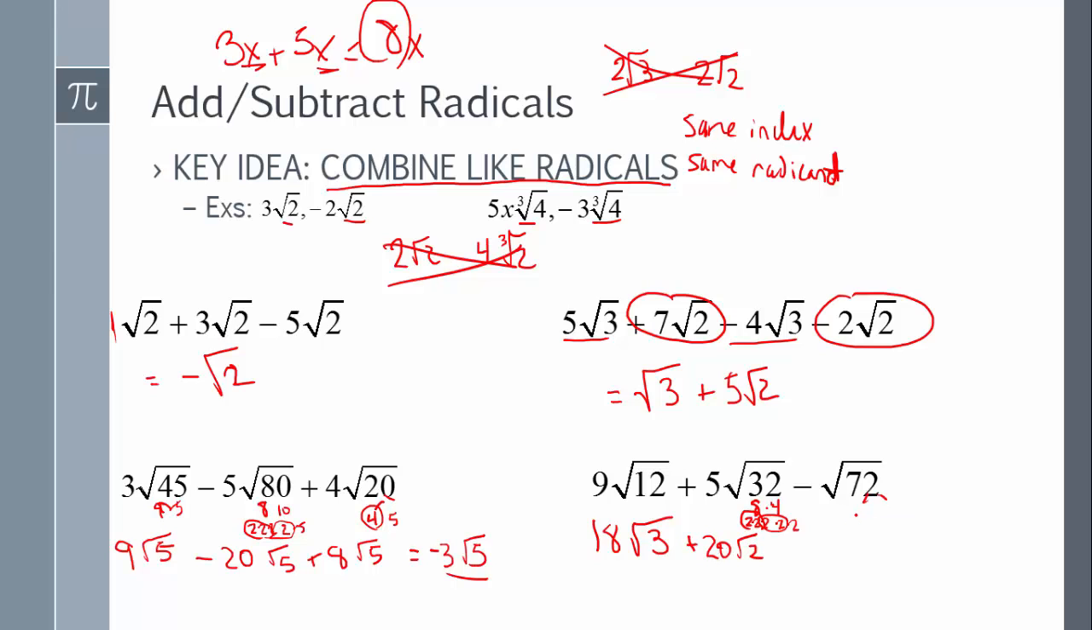And then 72, that's going to be 2 and 36. 36 is 6 and 6. The pairs of 6's can come out, so minus 6 root 2. So in this case, I have one odd man out root 3, but the root 2's can combine, so our final answer will be 18 root 3 plus 14 root 2. Okay?